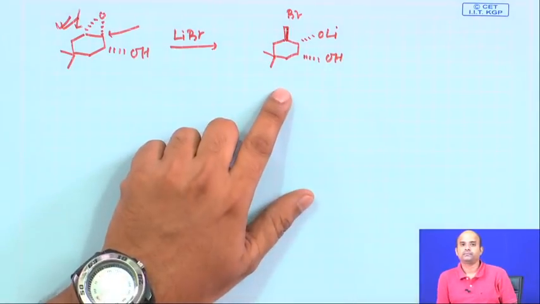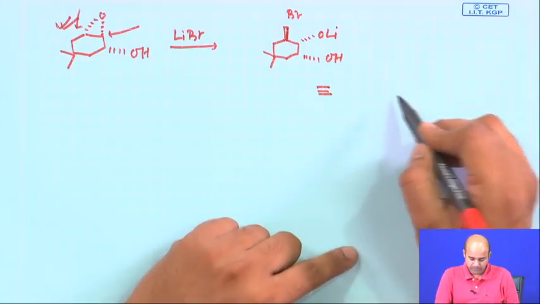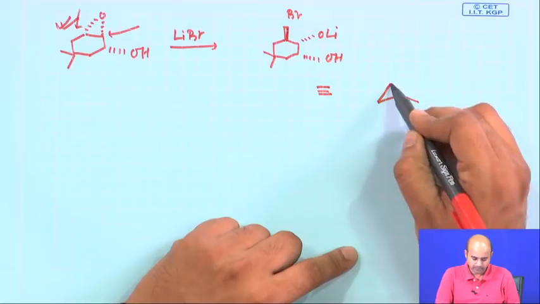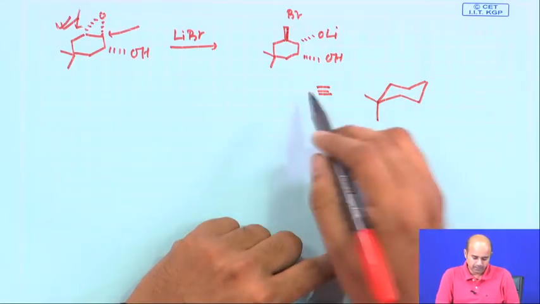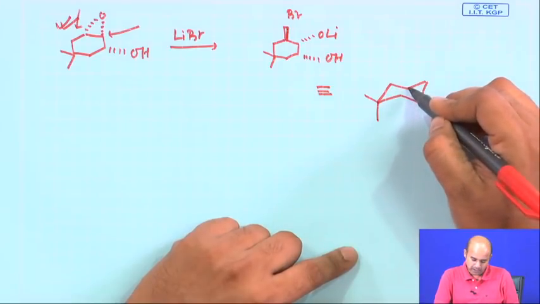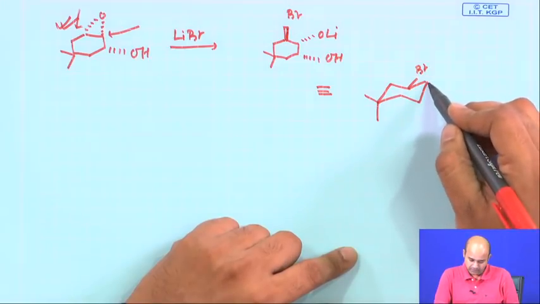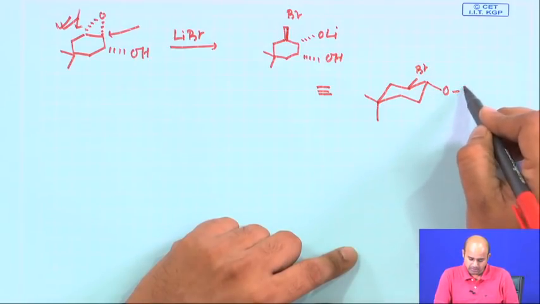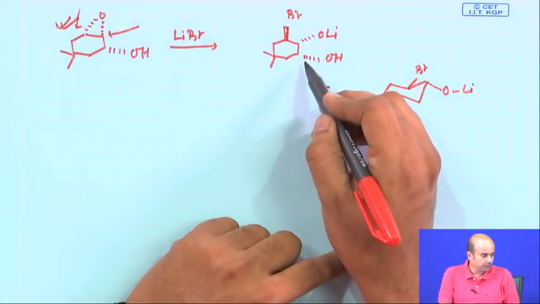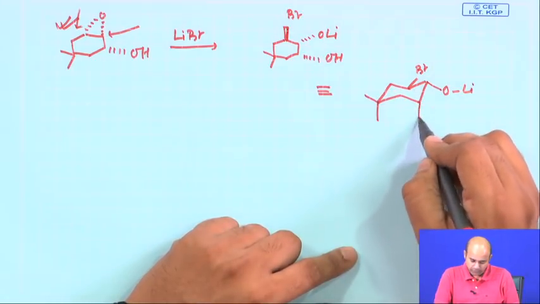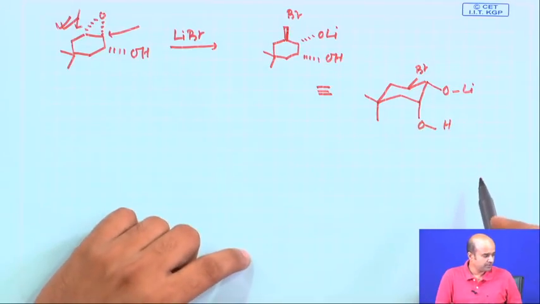Fine, this is a 2 dimensional geometry. For this compound we will now draw a 3 dimensional geometry to explain certain things. We say Br is above, we try to put Br, the bulky group, in equatorial. This OLi is below, we will try to put in equatorial, and this 1,2 is cis. So, this OH is axial. So, this is the real 3 dimensional geometry.